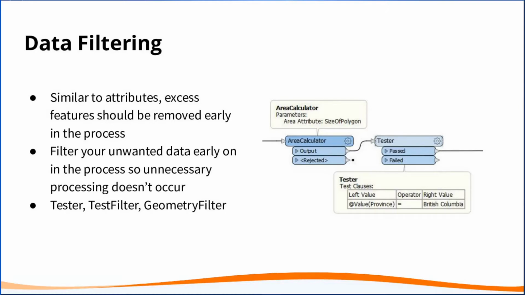The next point we'll talk to is data filtering, which is similar to removing attributes, and it's also really important to filter these excess features early on in the translations. Following the similar principle as before, filtering your unwanted data early in the process really helps to prevent those unnecessary processes from happening. For example, in this little screenshot we see here, the tester is filtering for attributes that are only contained to British Columbia, and it would filter everything else contained in other provinces that may not be necessary for your translations. Some transformers that could help with this process could be the tester, the test filter, and the geometry filter, just to mention a few.